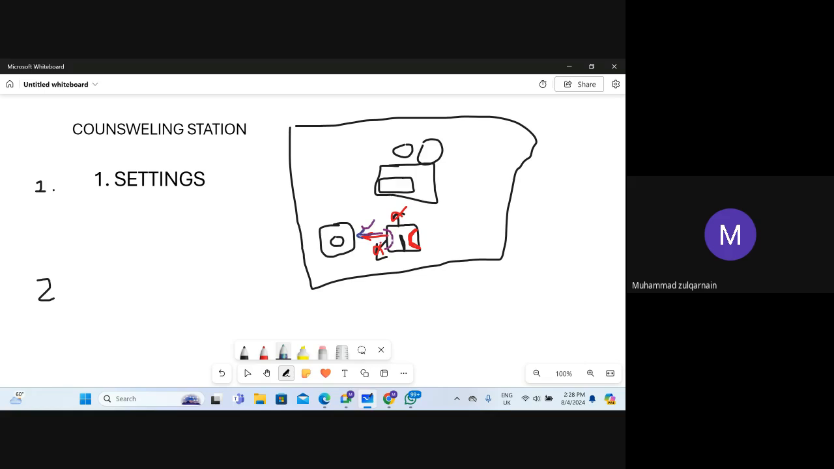Or otherwise you can keep your notes in your lap, and if required you can ask the patient, okay, I'll see from my notes and will tell you. There is no harm in that, but you will not be continuously looking at your notes. You will be continuously looking towards the patient.